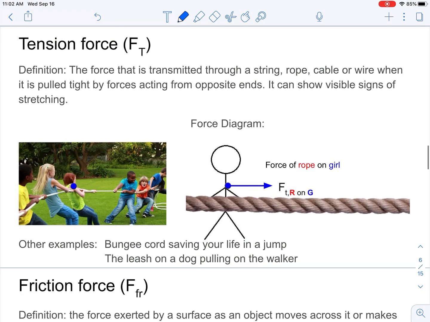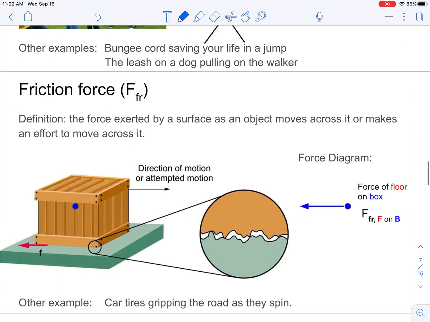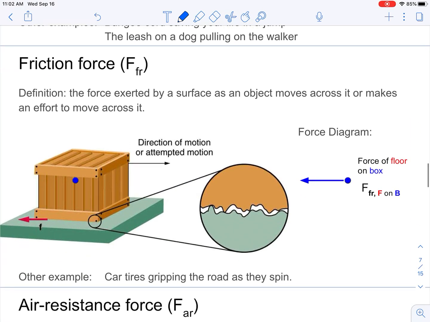Okay, so in class we left off with tension force. Let's go to friction force. And the symbol for that we have up here is FR for friction. And it's the force exerted by a surface as an object moves across it or makes an effort to move across it.